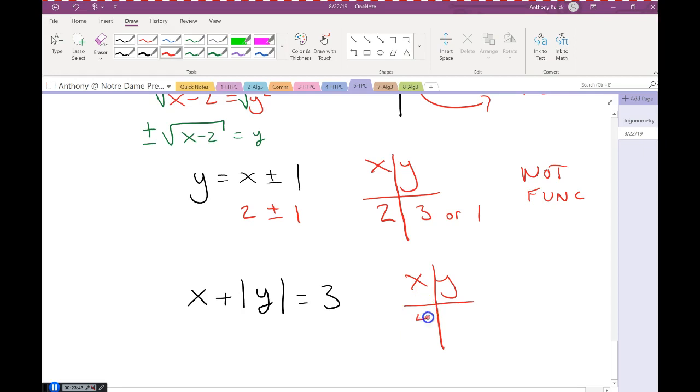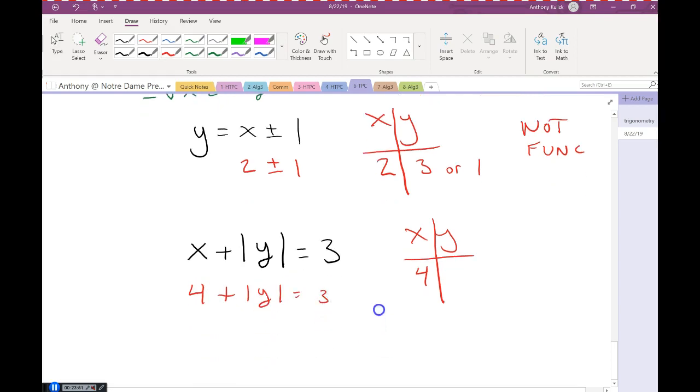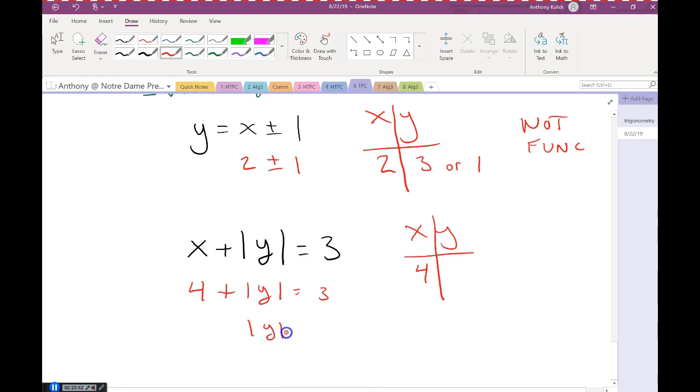4. Lovely. Okay, when I plug 4 in for x, I get 4 plus the absolute value of y equals 3. And if I subtract 4 from both sides, I get -1. And right now, what do you notice here? Does this have a solution? Why not? The absolute value of a number cannot be negative, right? The absolute values are always positive.